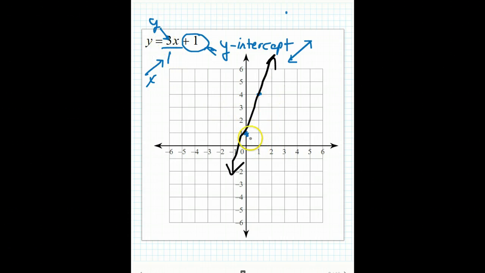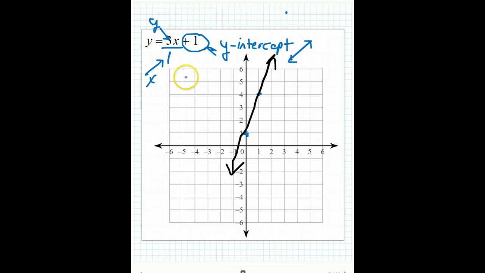Now, if you notice, if I could go down 3, as long as I went to the left 1, I would still end up on that line. It would be down here. So no matter what I do, as long as I made it look like it had a positive slope, I would be in good shape.